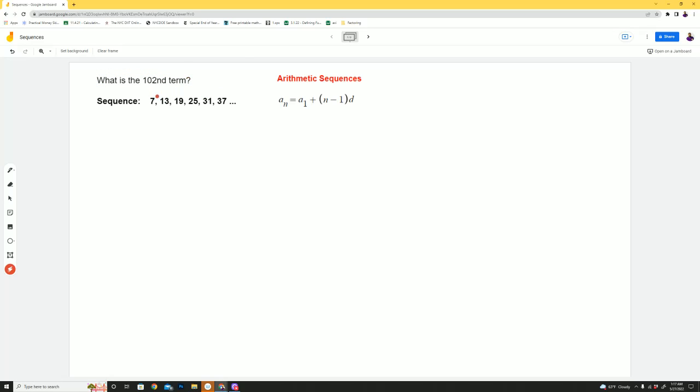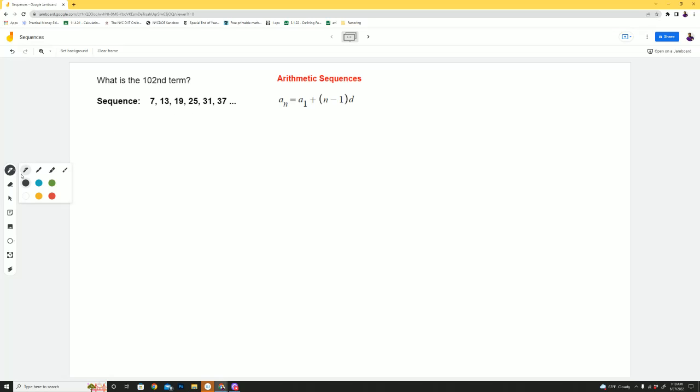So looking at this, we know that the first term in the sequence is 7, second is 13, the third term is 19, the fourth term is 25, fifth is 31, and sixth is 37. And they want us to find, if this sequence was to keep going, what is the 102nd term? So you can do it the manual way if you want to figure out this going one number at a time. But let's take a look at this.